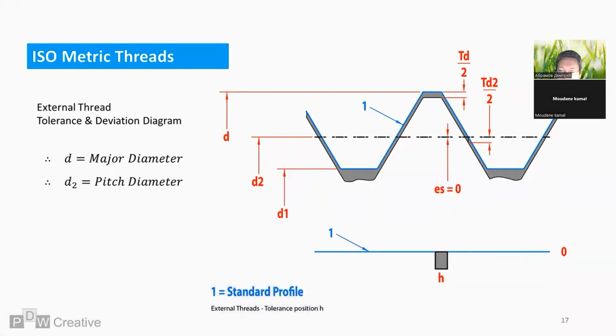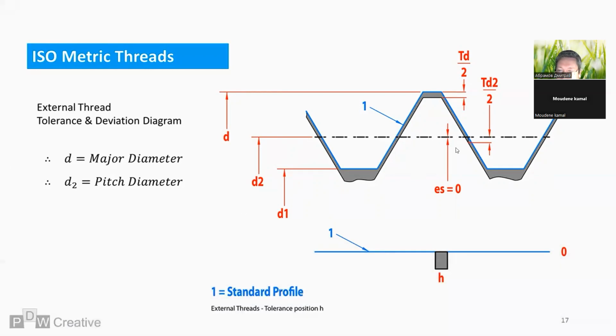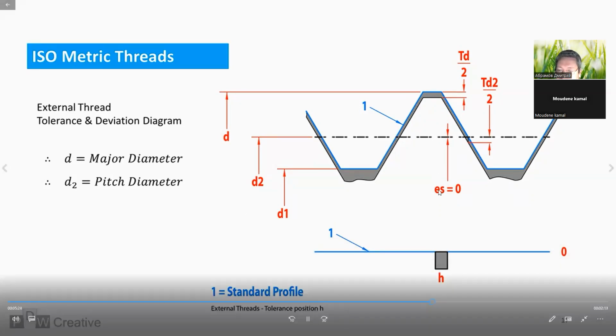The alternative external thread deviation position is H. But if the fundamental deviation of the nut is H, the distance between the zero line and the tolerance field is equal to 0, without this distance. H again offers zero deviation.